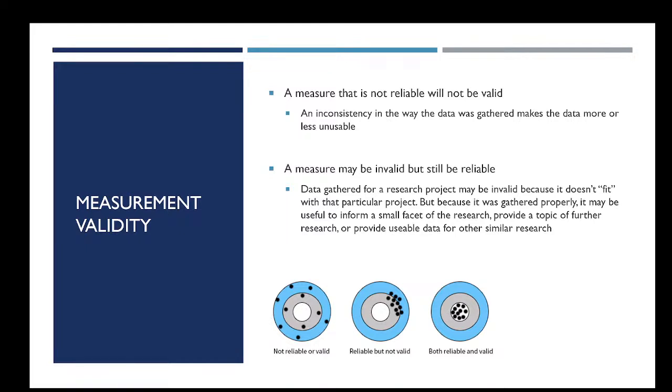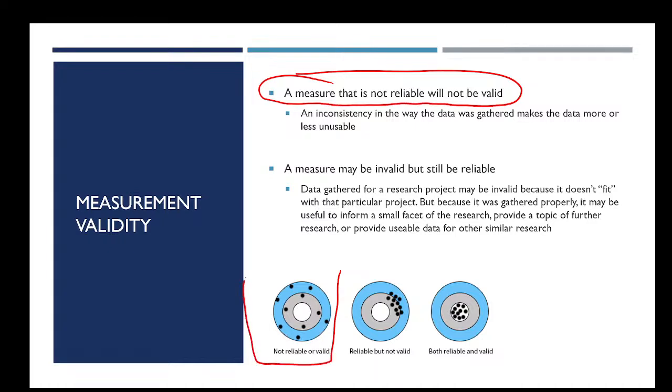Now here's the tricky thing. So this one's easy. A measurement that's not reliable will not be valid. This is your target here. If your results are all over the place, there's something wrong with the tool you're using. So let's say you're trying to measure professor performance, and for Professor X, asking the same questions, you get absolute wide divergence. It's totally all over the board.